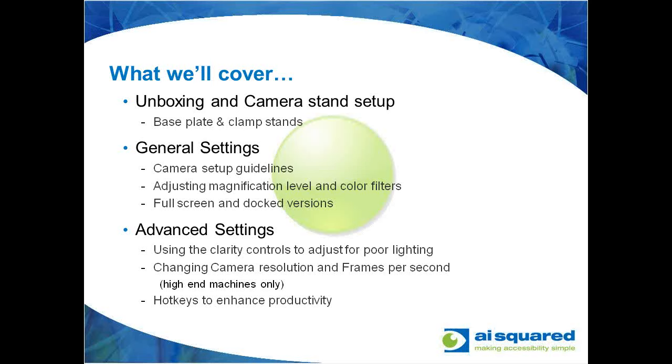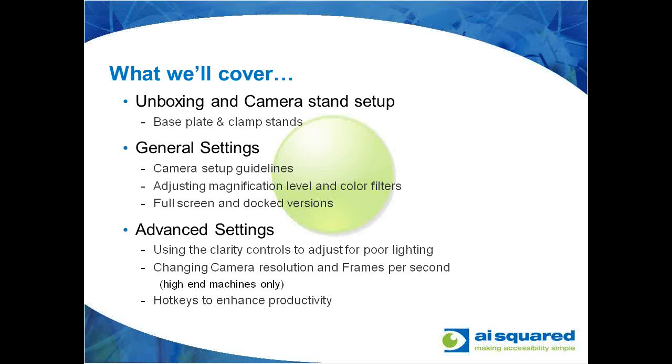And then we'll jump into the software side of things with ZoomText and show you how you can do things like adjust your magnification level, change the color filtering, and switch between the full and docked modes. And then we'll end with some of the more advanced settings. There's a clarity control within the software that lets you adjust the brightness and contrast of the camera, which can be very, very helpful in situations with poor lighting or sometimes with direct overhead lighting. That can be an issue as well.